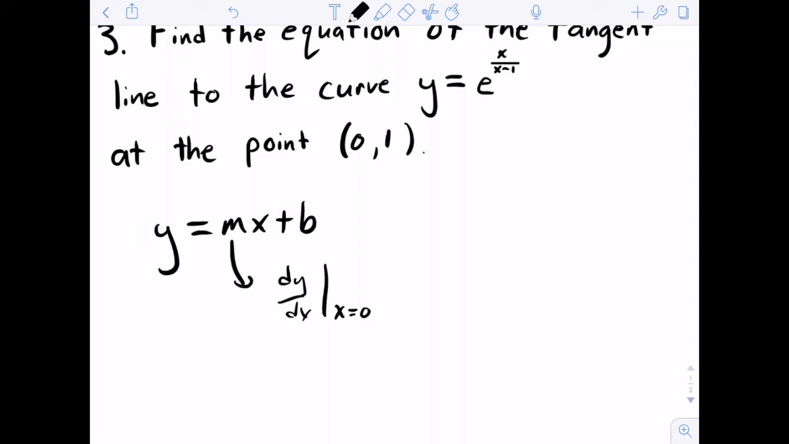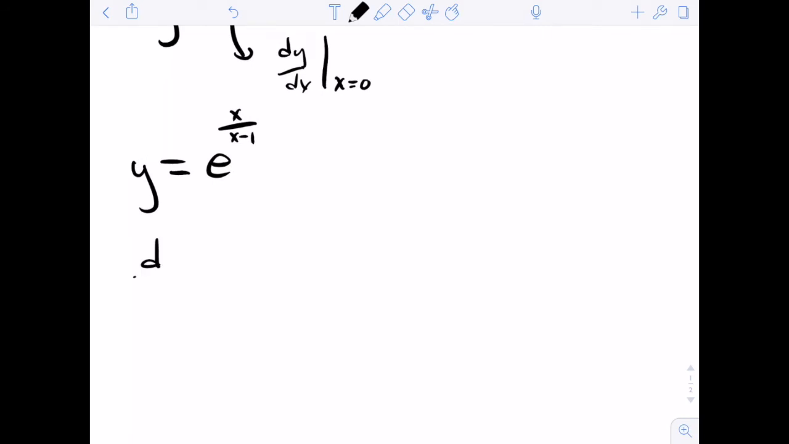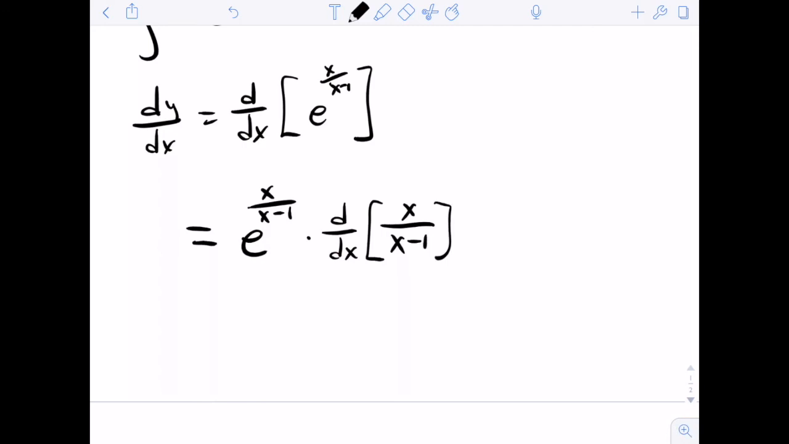And the b will come out of the point slope formula. So the first thing we need is the derivative of the function we were given. So we've got y is equal to e to the x over x minus 1. And the derivative of this, so dy by dx, is the derivative of e to the x over x minus 1. And then we remember that if we have e to a function, the derivative of that thing is just the same thing, e to the x over x minus 1, but then you multiply by the derivative of the stuff that's in the exponent.